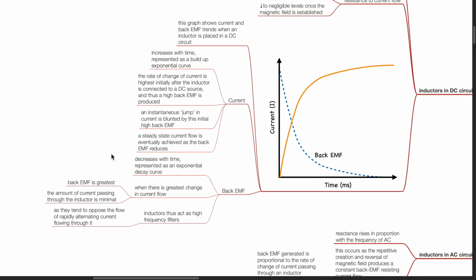The back EMF decreases with time and is represented as an exponential decay curve. When there is greatest change in current flow, back EMF is greatest. The amount of current passing through an inductor is minimal. Inductors thus act as high-frequency filters as they tend to oppose the flow of rapidly alternating current flowing through it.